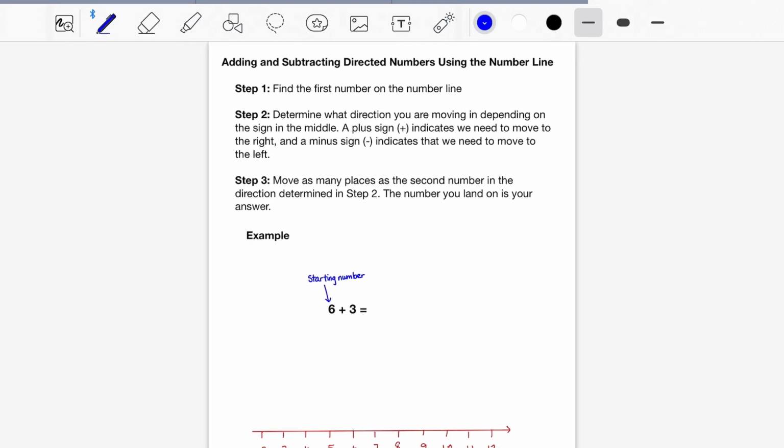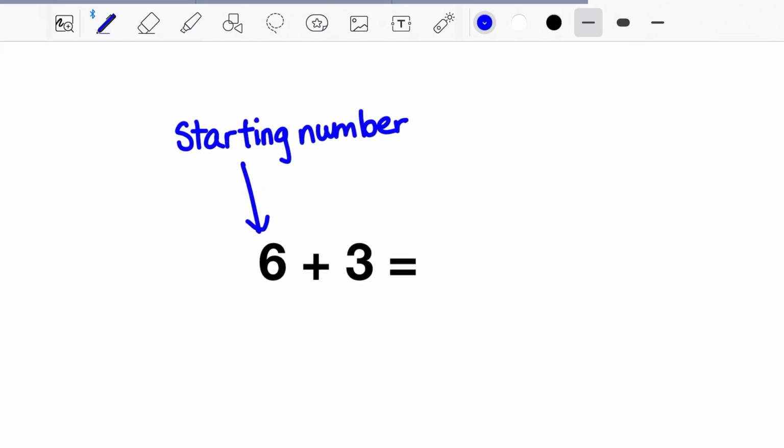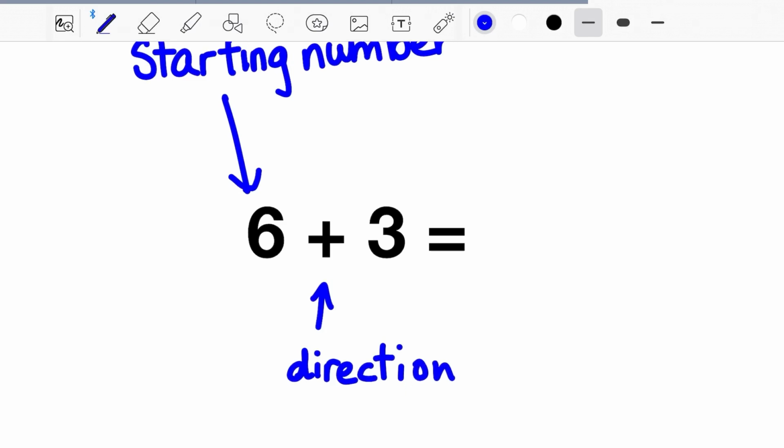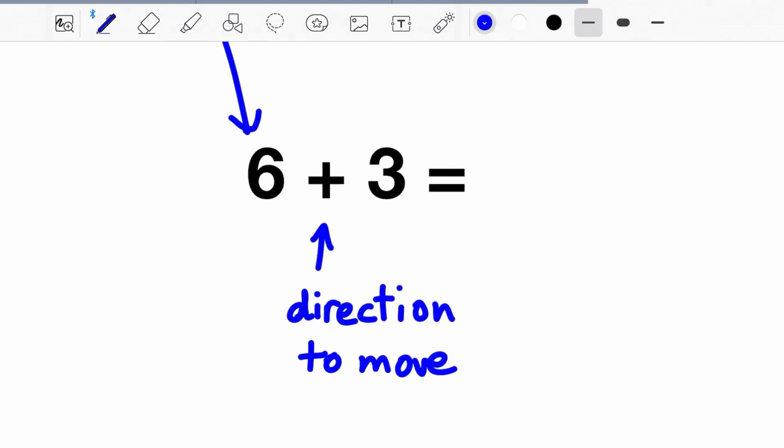Step 2, determine what direction you are moving in depending on the sign in the middle. So, the sign in the middle is a plus sign. For a plus sign, we need to move to the right. So this sign determines the direction to move. So for a minus sign, we'll go to the left, and for a plus sign, we'll move to the right.